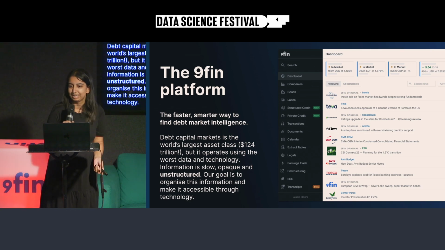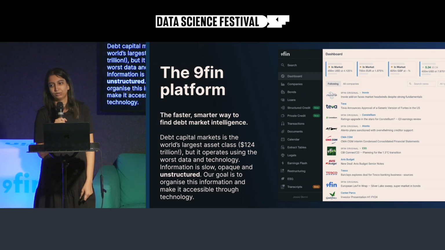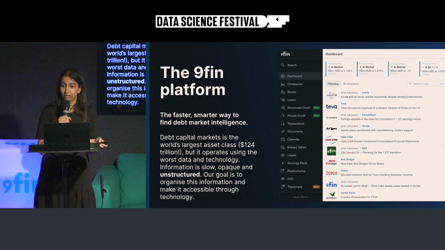The debt capital markets, it's the world's largest asset class, but it uses the worst data and technology. Information is slow, opaque, and unstructured. So our mission is to organize that information using technology. And we do that in a variety of ways, but today we're going to focus on our legal tools.